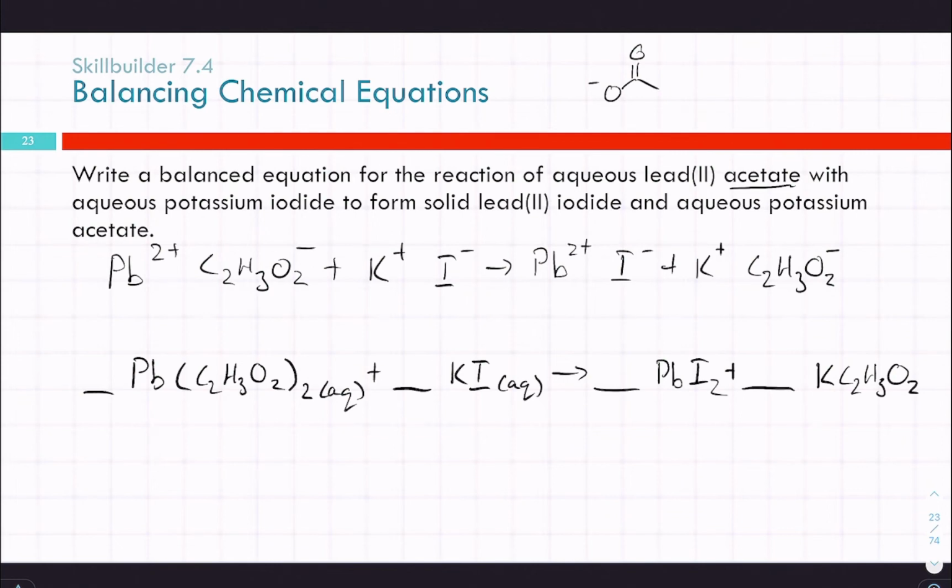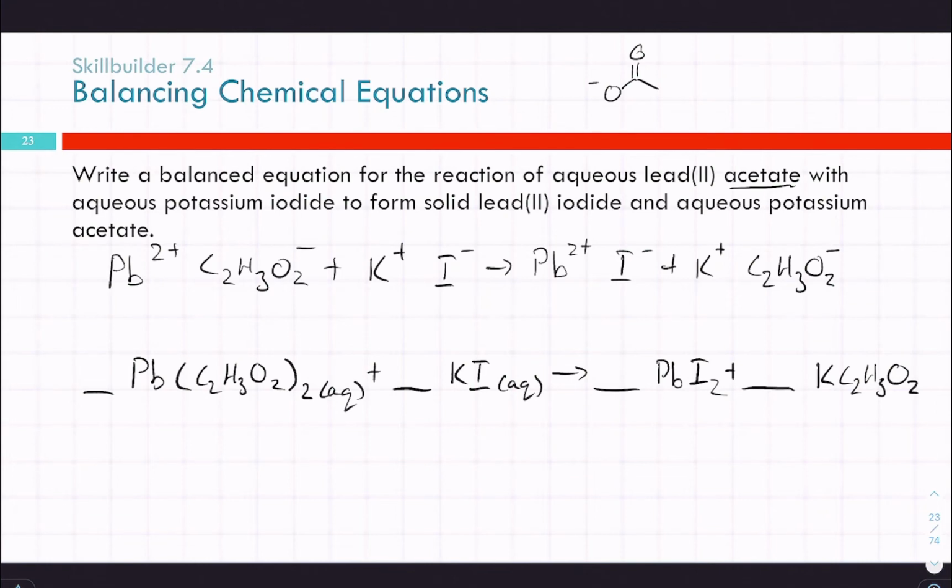So on this one, our first rule was to look for something that's only in one compound on either side. And these are all only in one compound on either side. This is the only lead on the left side, only lead on the right side, only acetate on the left, and only one acetate on the right. Same with iodine. So when you've got this, you can start anywhere, because we don't have any free elements and we don't have anything that's in more than one compound.